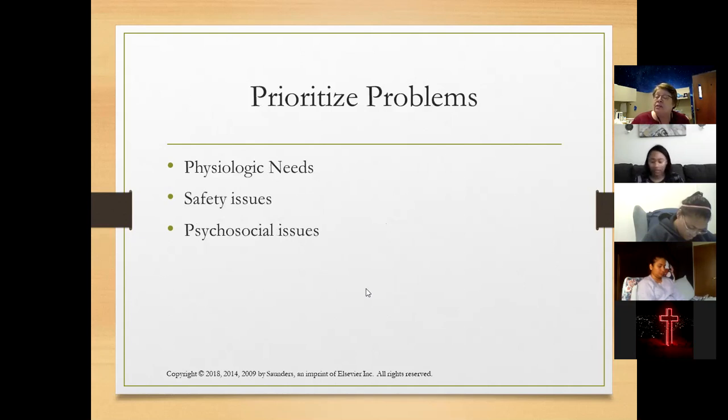And then once we have our nursing diagnoses, we're going to prioritize them based on our physiological needs. First thing we're going to do is take care of the physiological needs, and then the safety issues, and then the psychosocial issues.